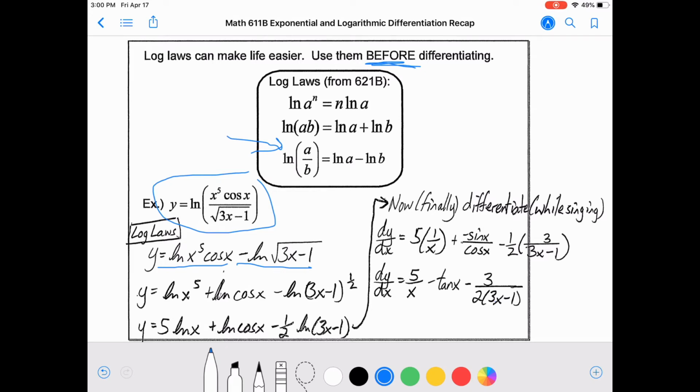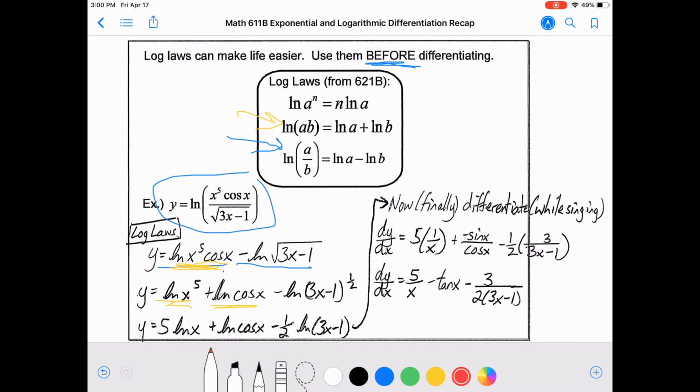And then what I might notice is that there's a product right here. So that means I can use that log law. So I can split it apart into ln of x to the 5 plus ln of cos x, and I still had that ln of 3x minus 1. It was square rooted, so I'm going to call it a power of a half.